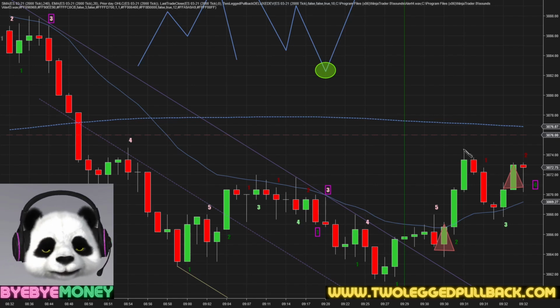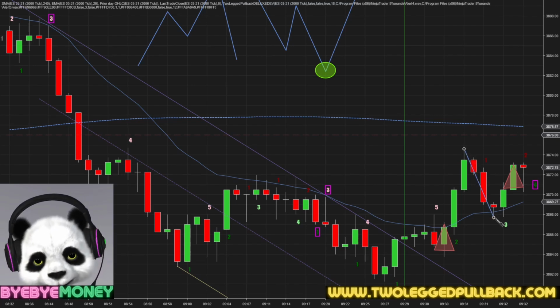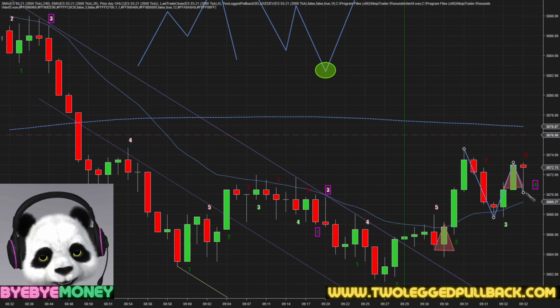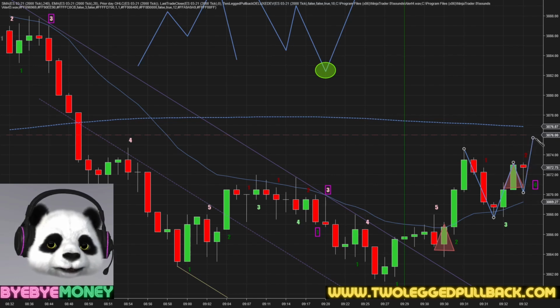How is it a failed second entry short? Well, first off, how is it a second entry long? Simply like this: A, B, C. Even though it goes under the previous candle's low by only one tick, it still counts technically, and this will be the second entry long. This is how it looks: A, or first pullback, first entry, second pullback, and the second entry where we like to enter here.